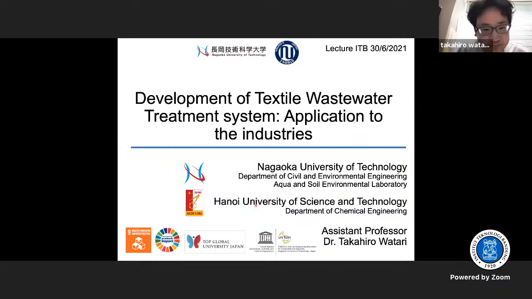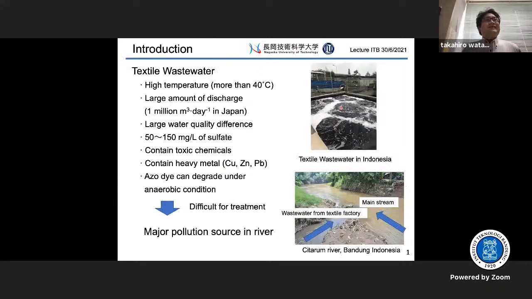So now let's start my presentation. Okay. As Ms. Huong told you, textile wastewater is like this. It is always discharged at high temperature, sometimes more than 40 degrees Celsius. And also a large amount of wastewater is discharged. In the case of Japanese textile factories, 1 million cubic meters of wastewater is produced per day. And the most difficult thing is a large water quality difference. This is one of the difficulties in applying a biological treatment system for textile wastewaters. Also the wastewater contains sulfide and toxic chemicals, and sometimes heavy metals like copper. And also azo dye can degrade only under anaerobic conditions. Therefore, this is a difficult wastewater for treatment.